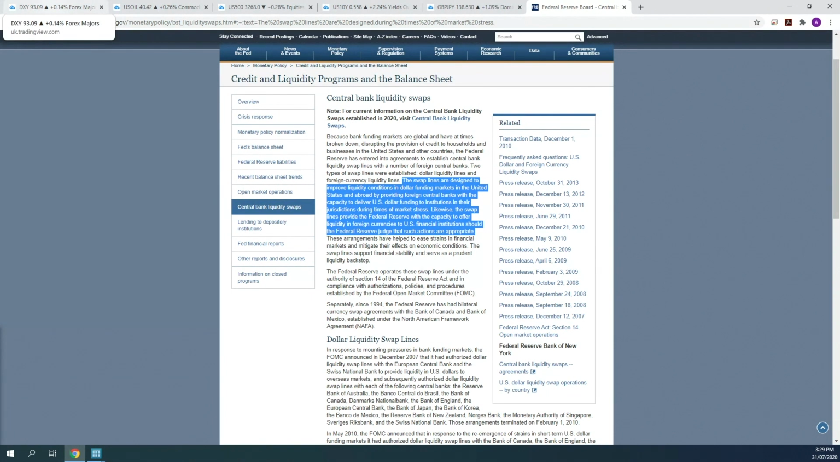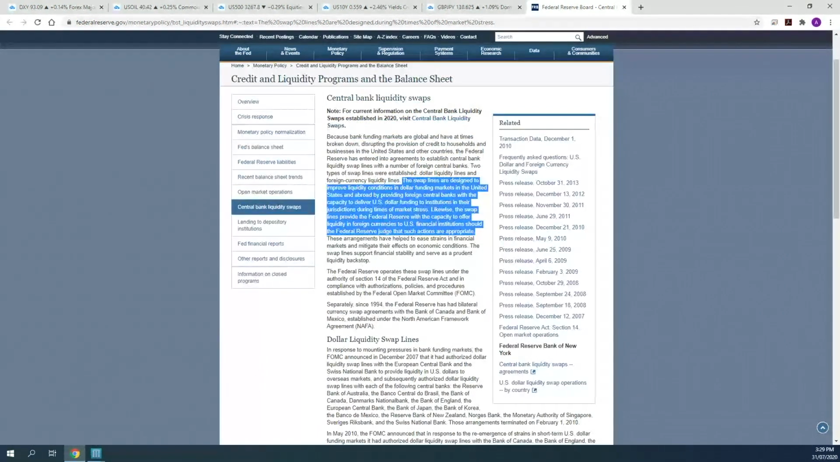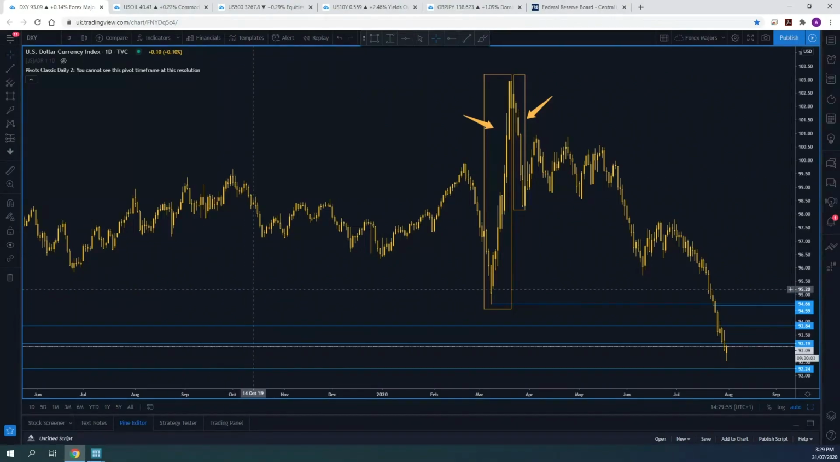So you basically get two types of swap lines. The first one is a dollar liquidity swap, which is the first one we heard of in that explanation. And the second one is a foreign currency liquidity swap line. The first one, the dollar swap line, is where the Fed provides dollars to another central bank. And the second one, the foreign currency swap line, is where other central banks provide their local currency to the Fed. Now, the whole idea of these swap lines, as we heard, is to provide central banks around the world with enough liquidity.